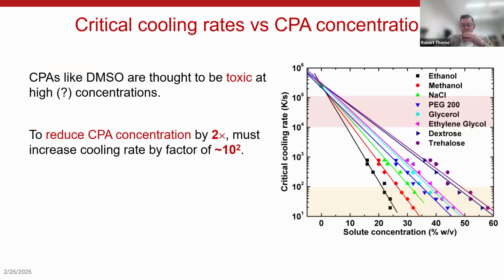What's the practical implication of that exponential dependence? So we know some CPAs like DMSO are toxic, or at least they're thought to be toxic at high concentration. So we'd all like to reduce that.